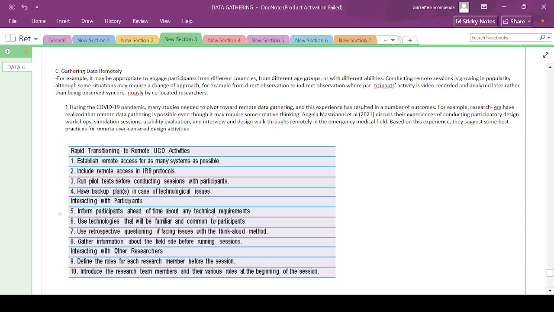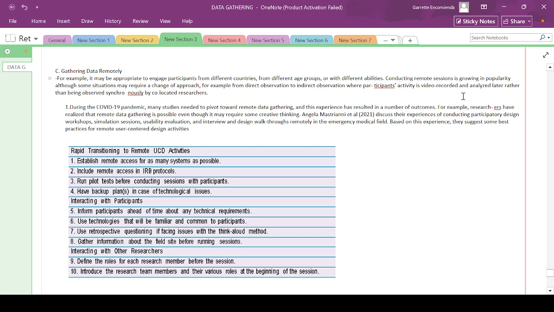Welcome back, everyone. So, we will continue with gathering data remotely. For example, it may be appropriate to engage participants from different countries, from different age groups, or with different abilities.